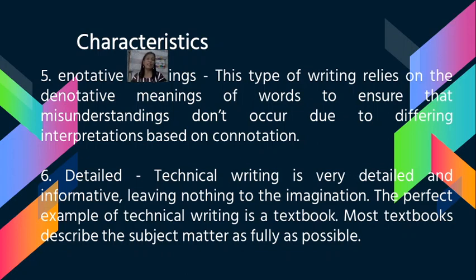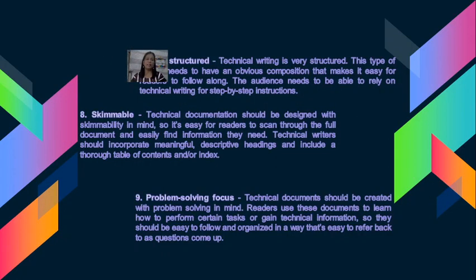And so it should be detailed. Technical writing is very detailed and informative, leaving nothing to the imagination. The perfect example of technical writing is a textbook. Most textbooks describe the subject matter as fully as possible. So that's why you notice we easily understand the content.